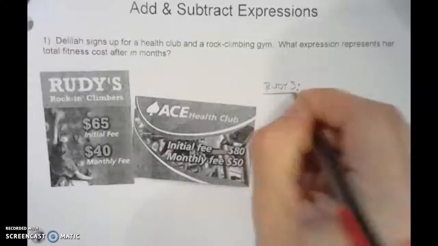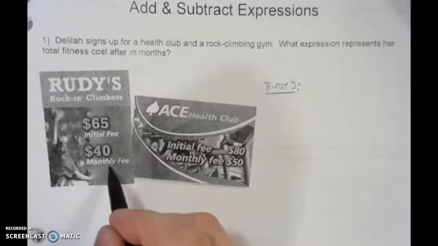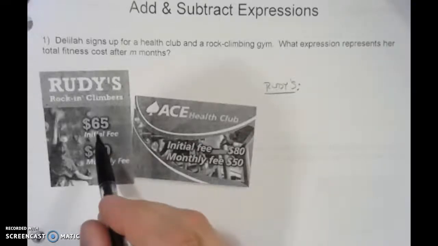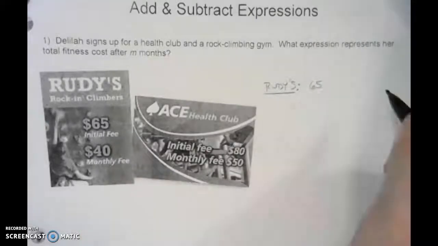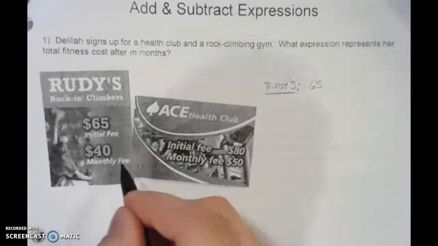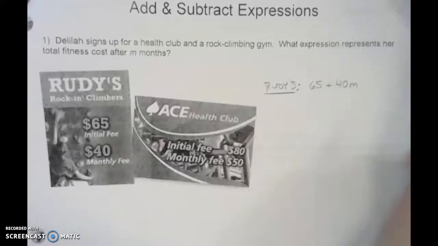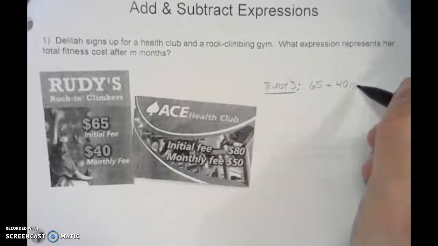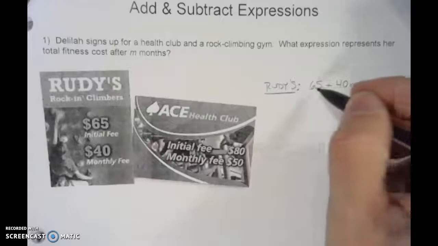Okay, for Rudy's, you're going to pay $65 initially, and then you're going to pay $40 each month. Okay, so you have to pay a one-time fee of $65. So I'm going to start with $65, that's the initial fee. And then I'm going to have to pay an additional $40 each month. So I'm going to add 40 times M, because we have to pay $40 for each month that we remain with the rock climbing club. So this is the expression that represents the monthly cost for Rudy's.